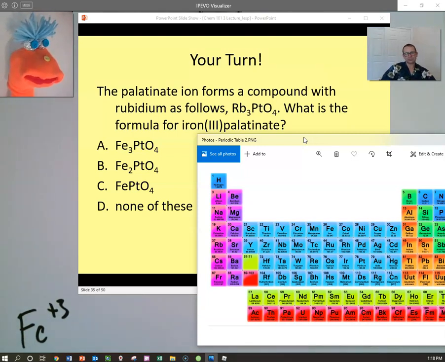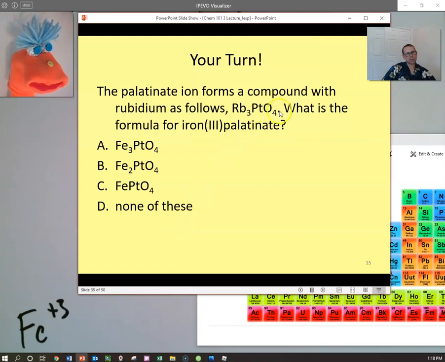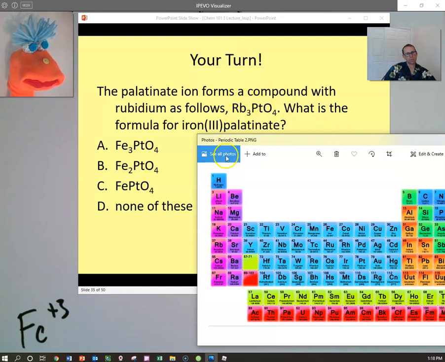So this compound here, rubidium platinate, what do we know about rubidium? That's element 37. If it's in the first row, it has to have a +1 charge. That's right. So what does that tell us about the platinates? Well, apparently, one of these PtO4s is all you need for 3 rubidiums. So what does that tell us the charge is on the platinate? It must be a -3, so that you need 3 rubidiums with a +1 charge.